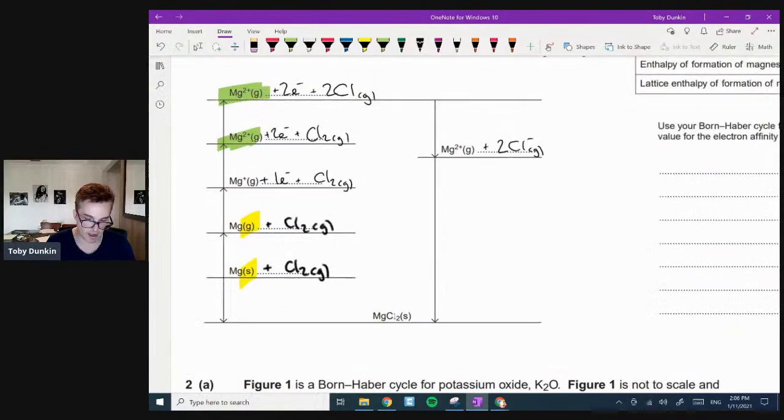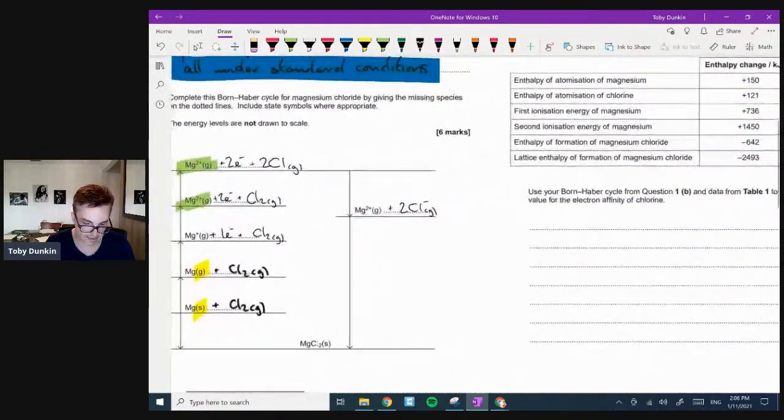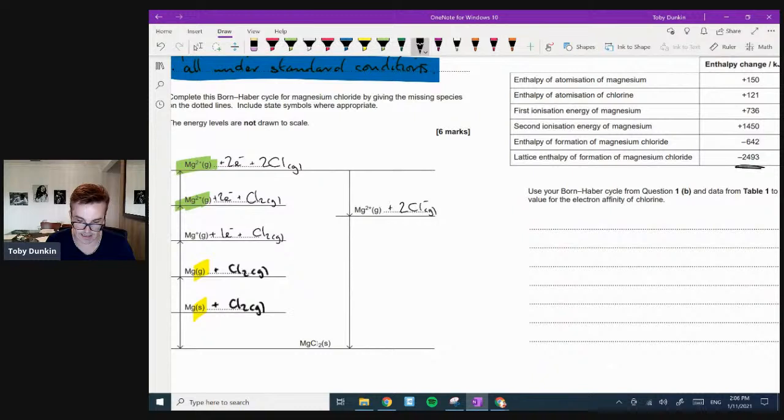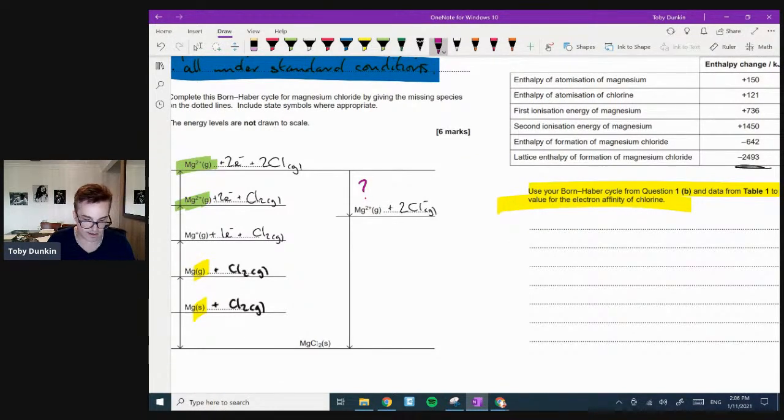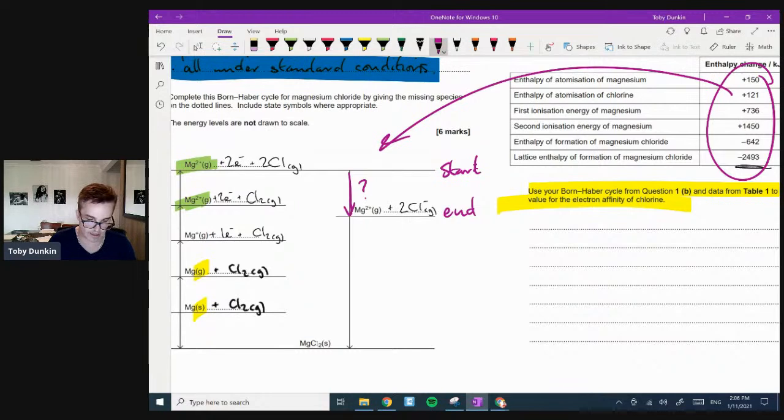Right. Now, the next part of the question is that they now give you the data, and they say, use the Born-Haber cycle in table 1 to calculate the value for the electron affinity of chlorine. So what they want for us to find out is this guy. That's what we're looking for. Yeah, and I'll label that. So this is what we want. So this is our end point, and this is our start point. What we're now going to do is we're going to take all of this data over here, and we're going to throw it into this picture.